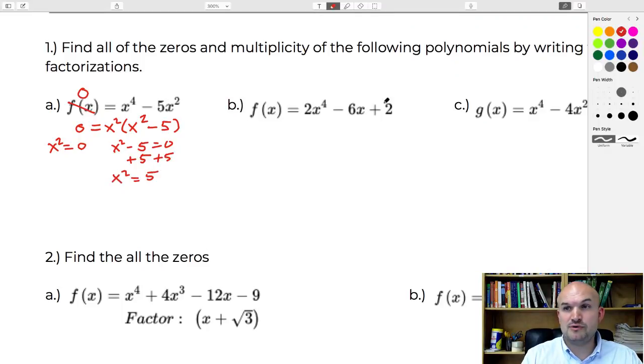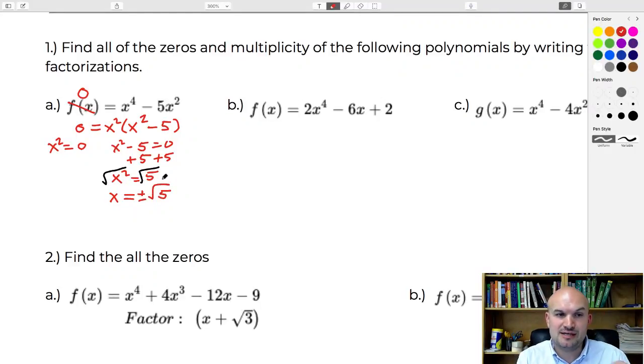To undo squaring, we're going to take the square root of both sides. And just remember that we can't simplify the square root of 5. So therefore, we're going to have x equals plus or minus the square root of 5. Remember, when we introduce the square root, we have to make sure that we are keeping the positive and the negative version. And we don't need to use plus or minus for 0 here because 0 is not positive or negative.